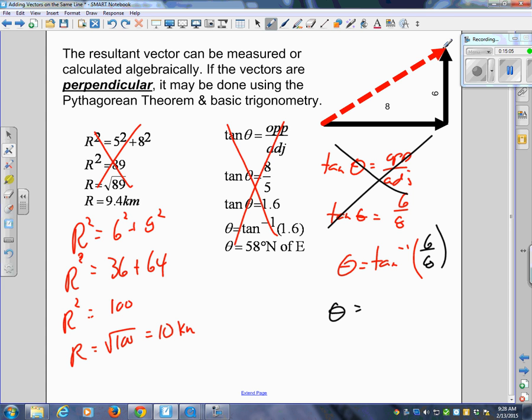Should it be tip to tail here? No. You have to start your resultant from where you started to where you ended. This is the only one that's not tip to tail. This is the one that has to be tip to tail.